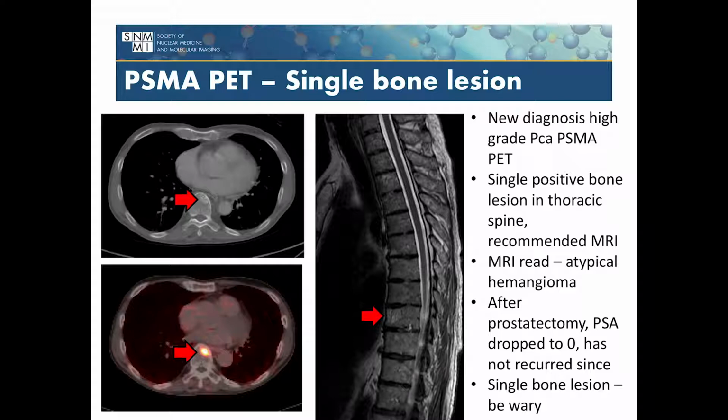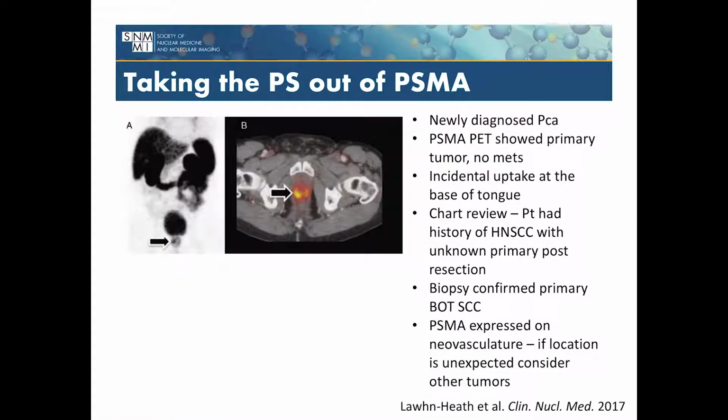So what did the urologist do about it? Nothing. He removed the patient's prostate, and the PSA dropped to 0, and it has not recurred since. So this is an example of a false positive, and one of the themes here is beware of the solitary bone lesion on these scans because there is a high rate of false positives. All right, so let's go on.